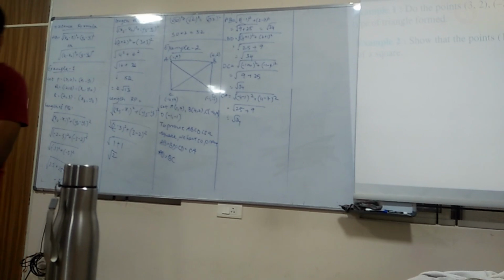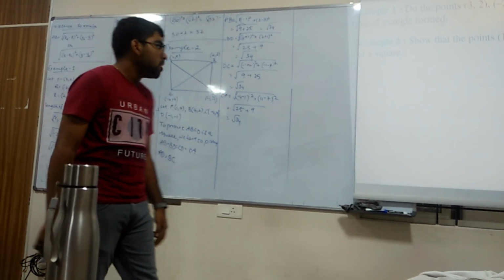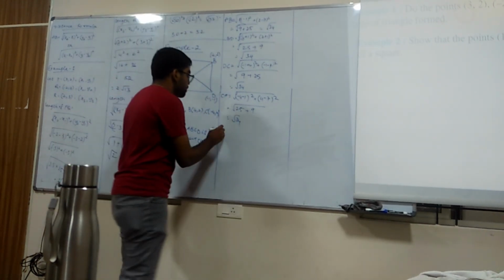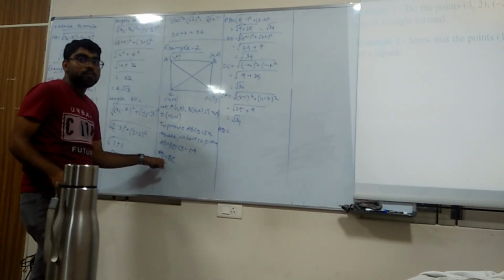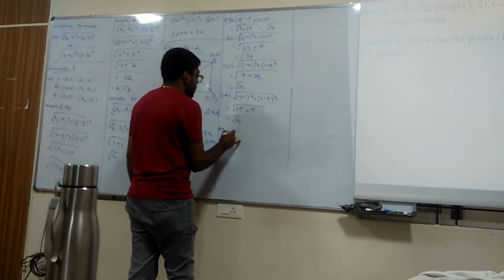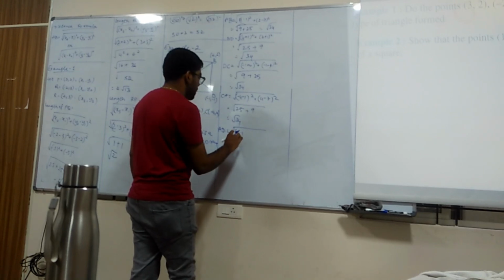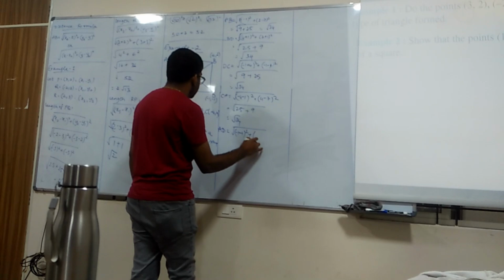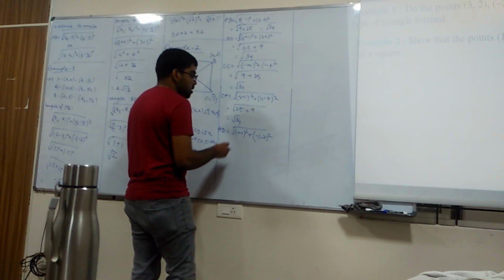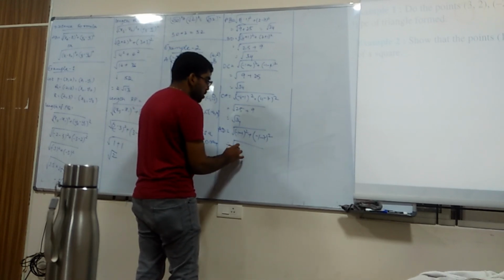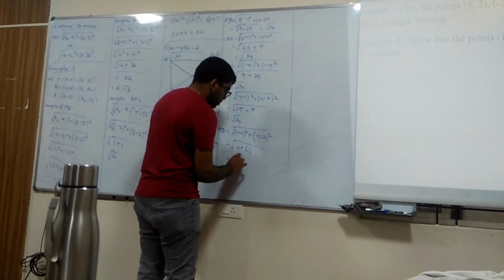34. Done. So here we have proved that half the battle is done. Now find out the value of AD. Diagonals again. So what will it be? Root of minus 1 plus 1 the whole square plus minus 1 minus 7 the whole square. That means minus 2 square is 4 plus minus 8 square is 64, root 68.